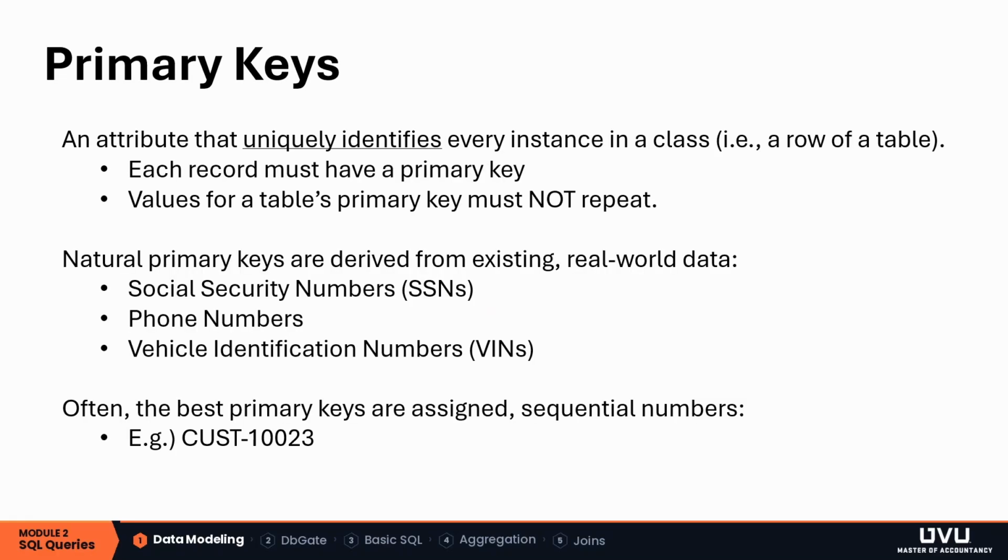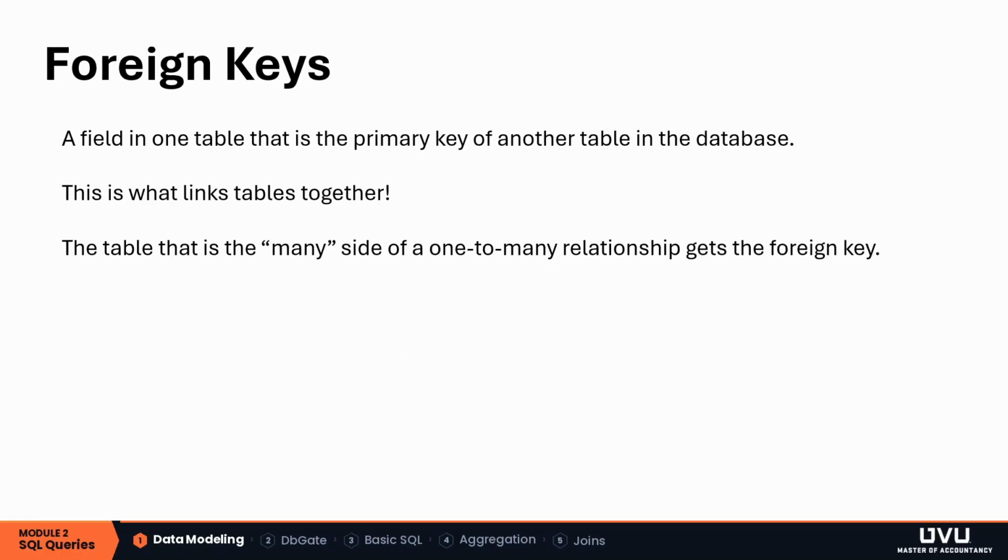In a relational database, every single table is going to have a primary key. A primary key is an attribute that uniquely identifies each record or row in a table. Every record must have a value for a primary key, and they must be unique. No duplicates are allowed. Sometimes, primary keys can be natural, derived from existing real-world data, like social security numbers, phone numbers, or VINs. But often, the best primary keys are assigned sequential numbers because they ensure uniqueness without relying on external data.